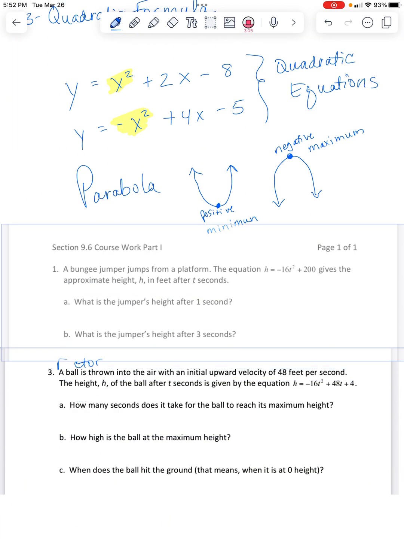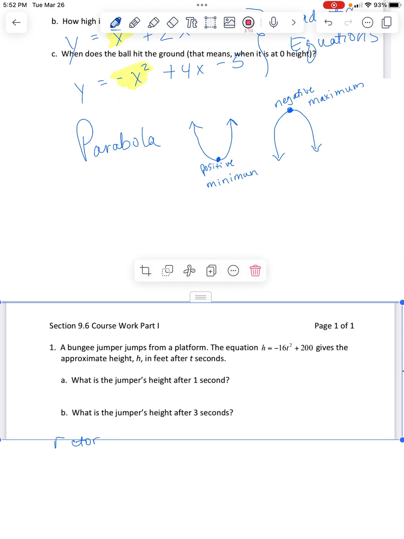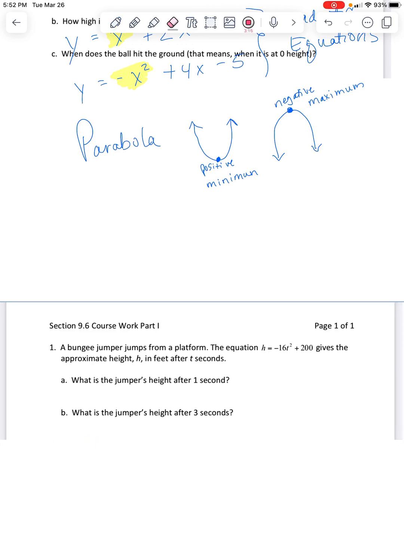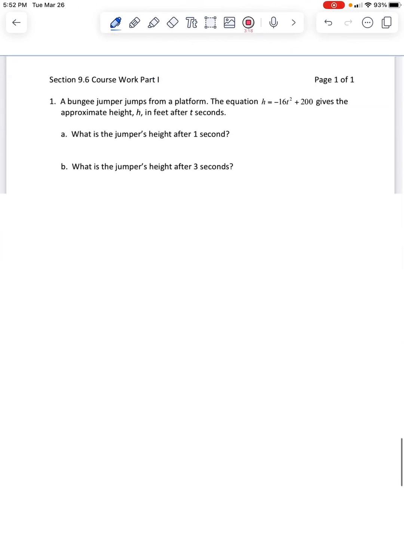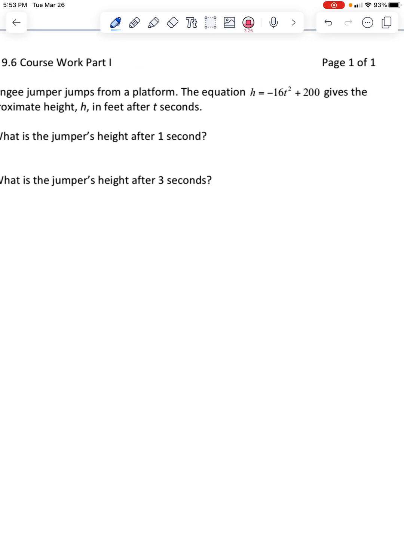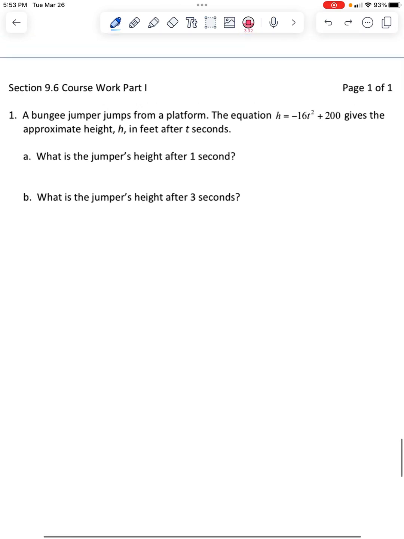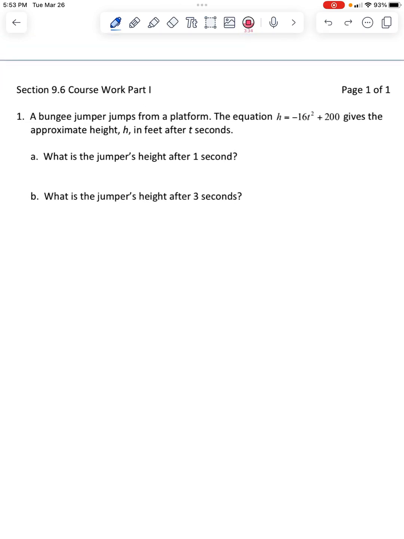I'm going to move it down here to the second page. Okay, so let's look at this. We have a bungee jumper who jumps from a platform. We're given this equation. This is a quadratic equation. What makes it quadratic is that it has this exponent of 2 on it. We have the equation h equals negative 16t squared plus 200, and it gives the approximate height h in feet after t seconds.